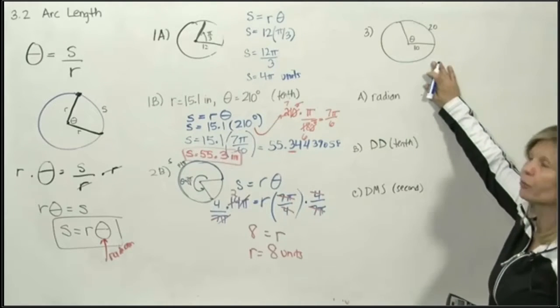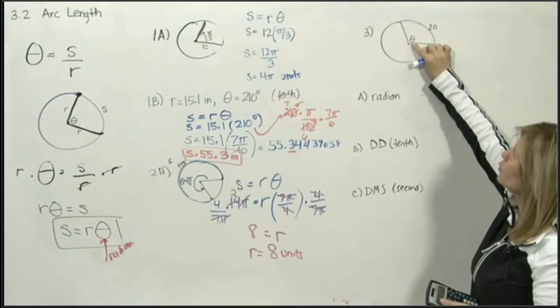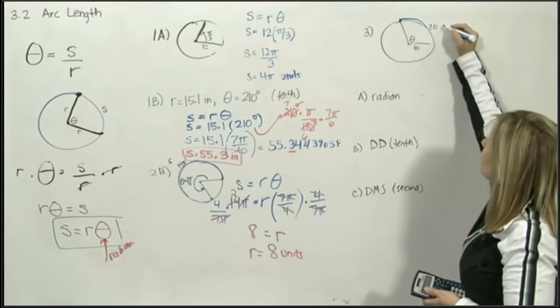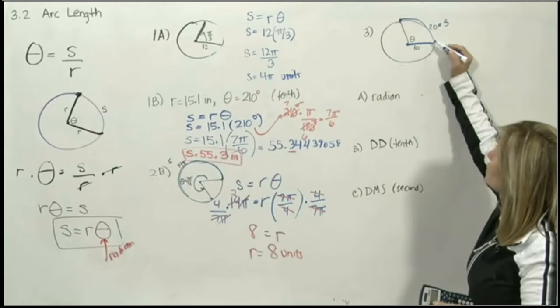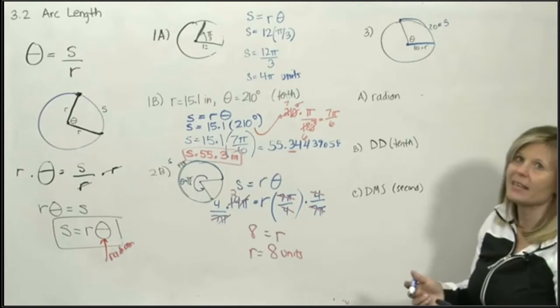All right, let's work one more example in the notes together. Let's look at example 3. So there's a picture. Obviously, we don't know what the angle theta is. We know 20 is from here to here. That's the length of the arc. That is S. We know the radius is 10. So the directions say on this one, find the angle measurement.